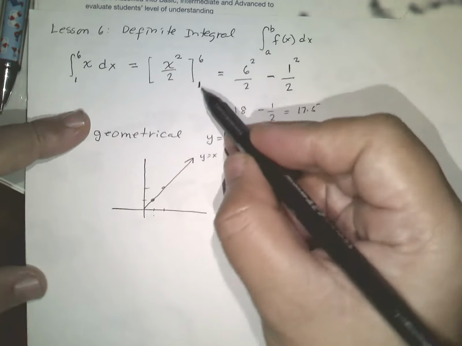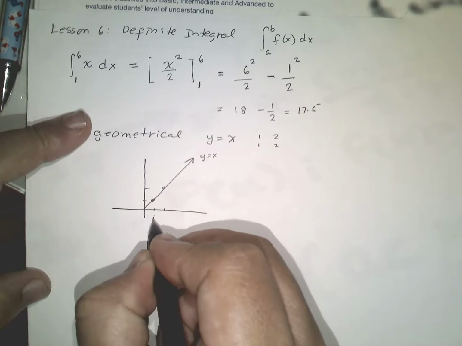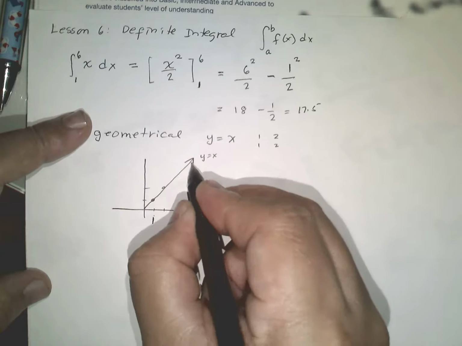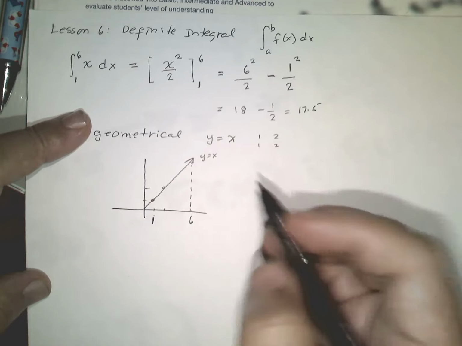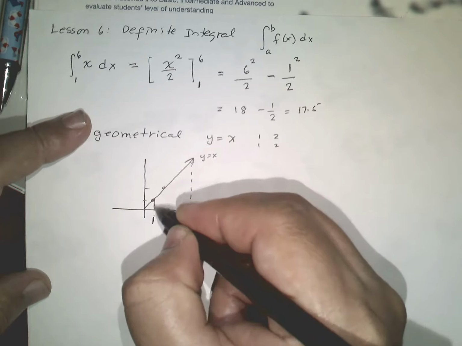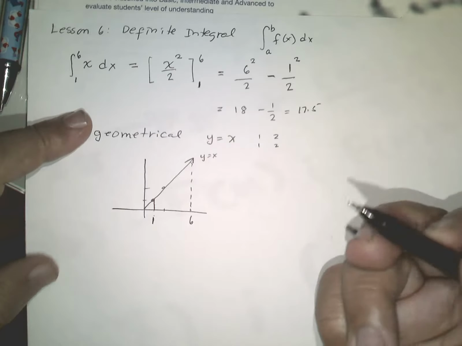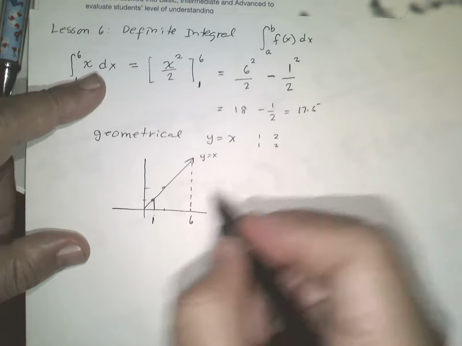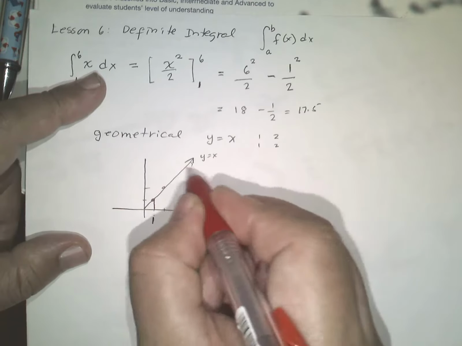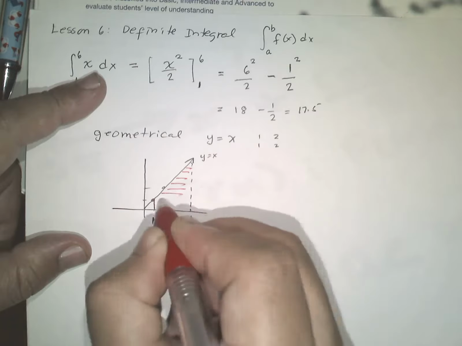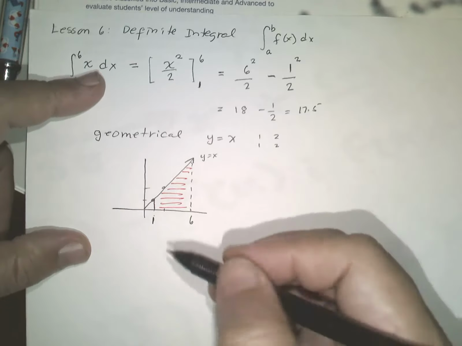Now, what is the meaning of this from 1 to 6? Meaning from 1, and let's say for example that this is my 6. If you notice, I have here this trapezium. When you look at the area of that trapezium, that shaded region, let's try to find the area of that shaded region.